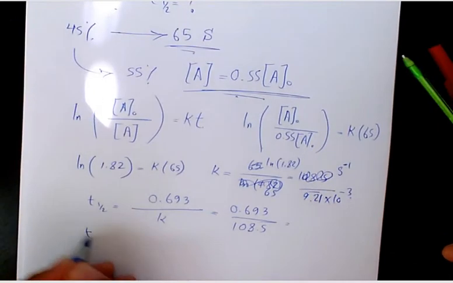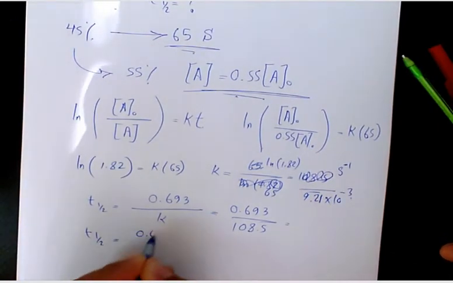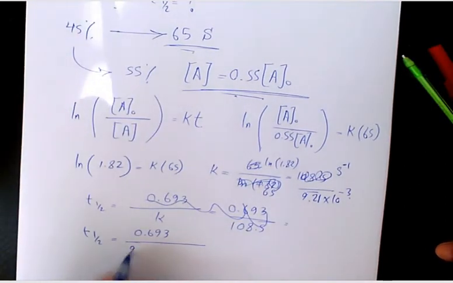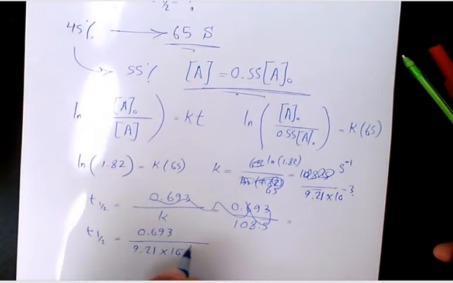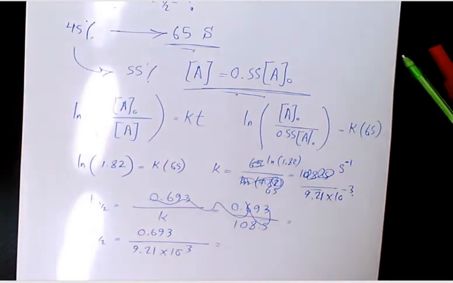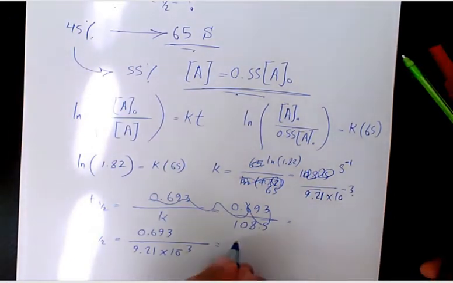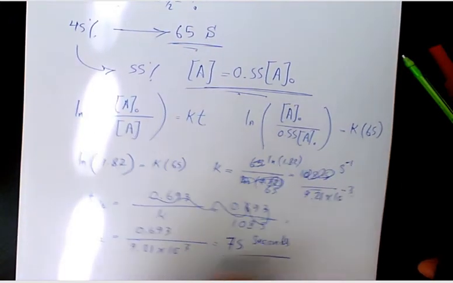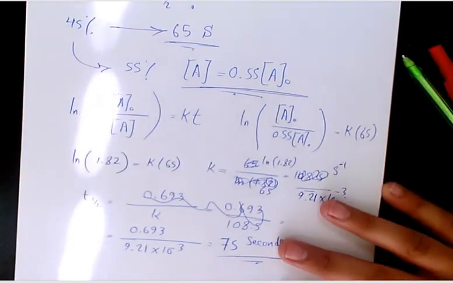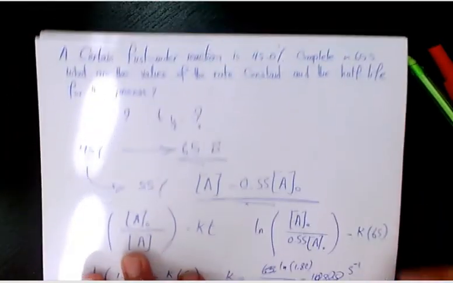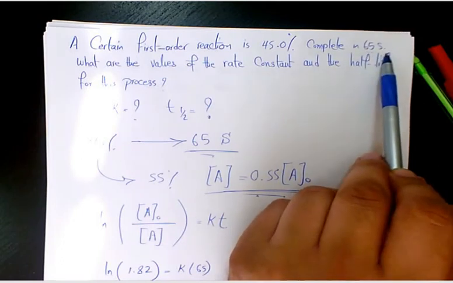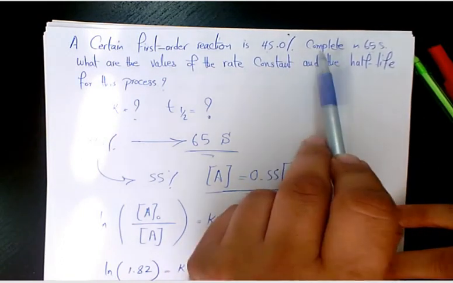So we have t half equals 0.693 divided by 9.21 times 10 to the power of negative 3. That's going to give me 75 seconds, which makes sense now. Why does it make sense? Because it says after 65 seconds, 45% complete.